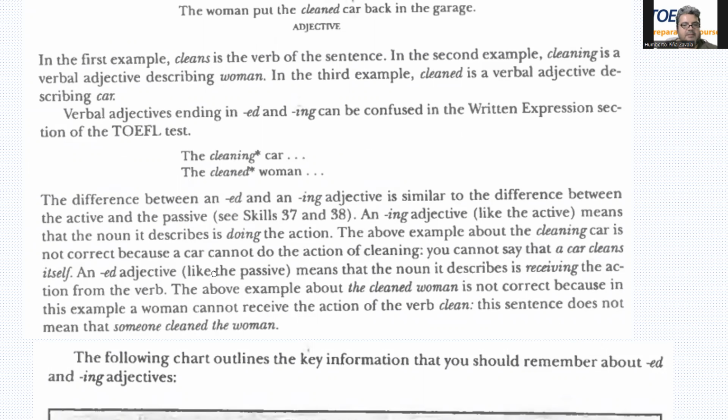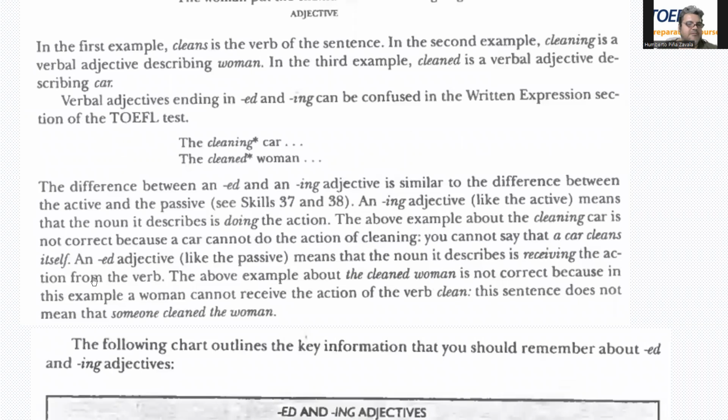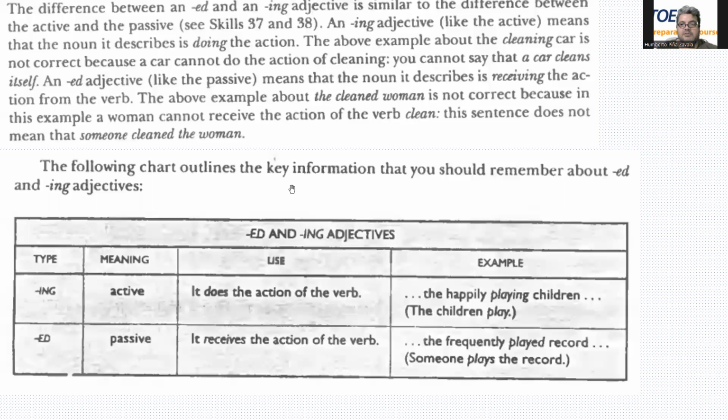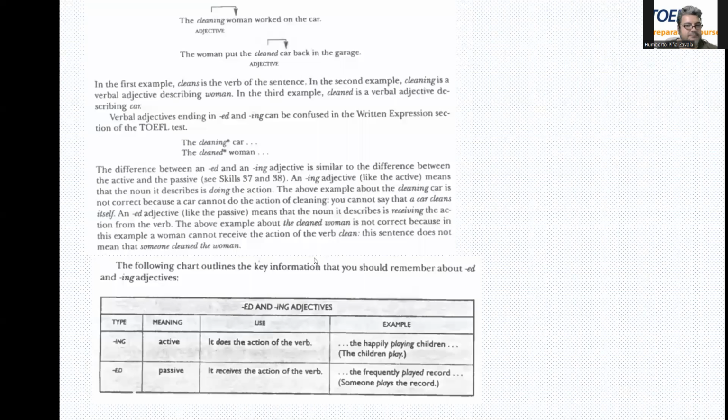An ed adjective, like the passive, means that the noun it describes is receiving the action from the verb. The example about the clean woman is not correct because a woman cannot receive the action of the verb clean. This sentence does not mean that someone cleaned the woman. Here is a chart which outlines the key information that you should remember about ed and ing adjectives. Ing adjective means it's active, it does the action of the verb, like happily playing children, meaning the children play. And ed, meaning passive, receives the action of the verb, like frequently played the record. Someone plays the record; it does not play itself.